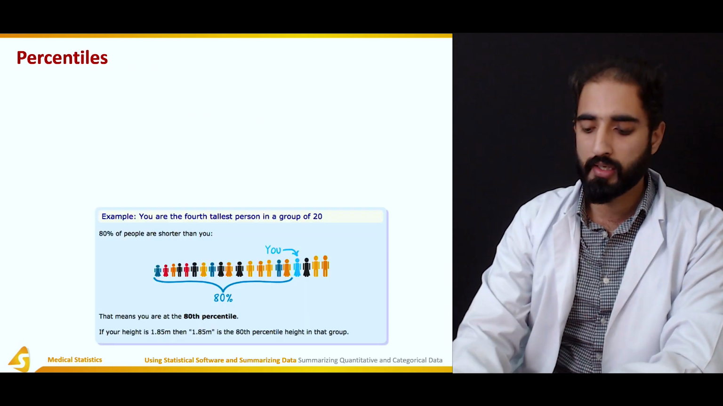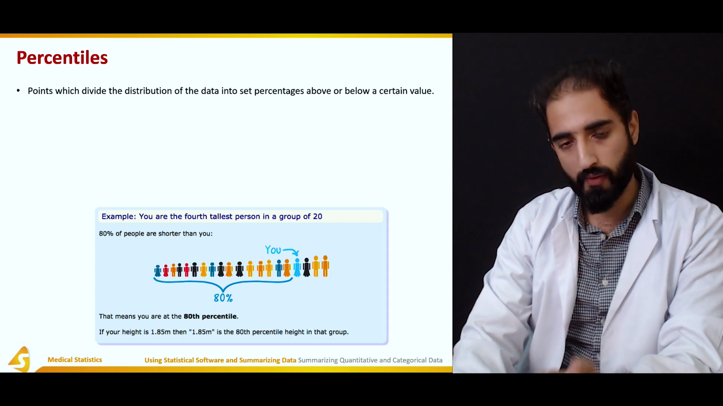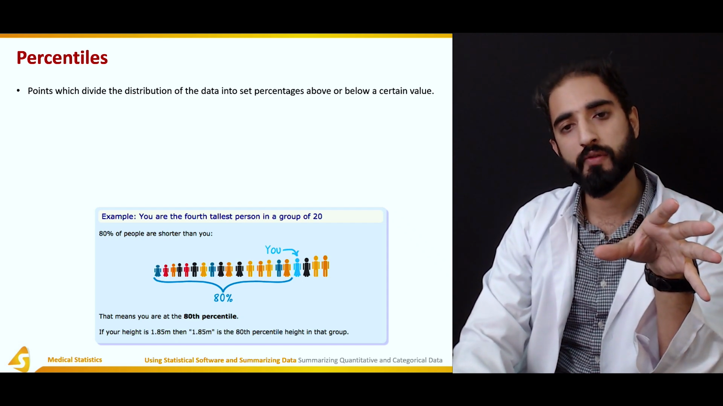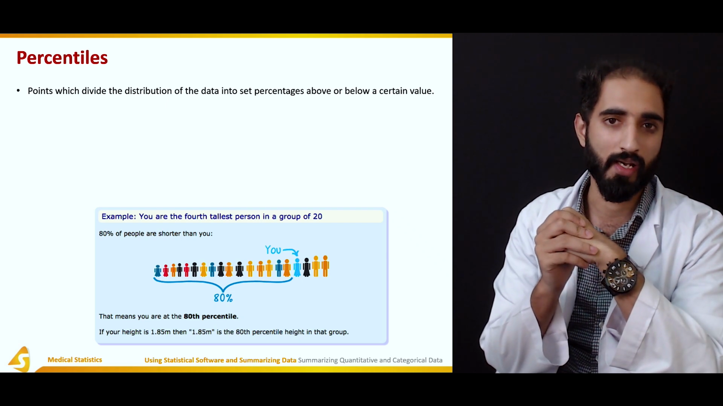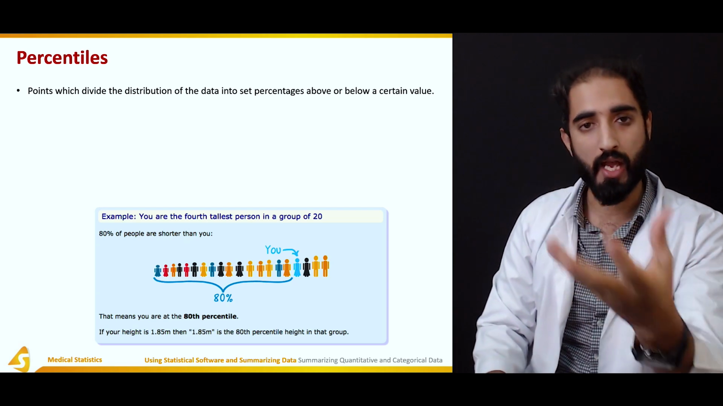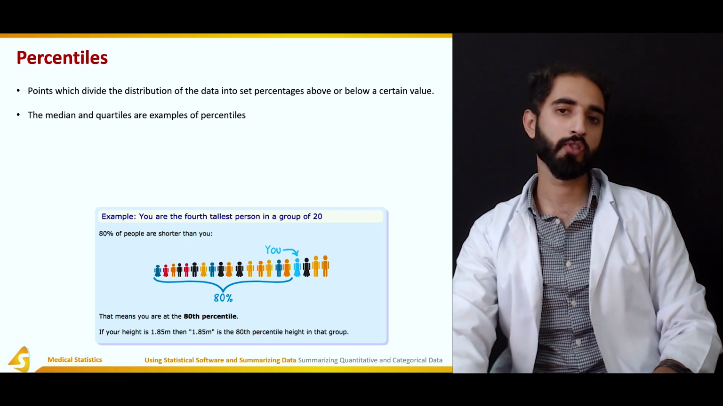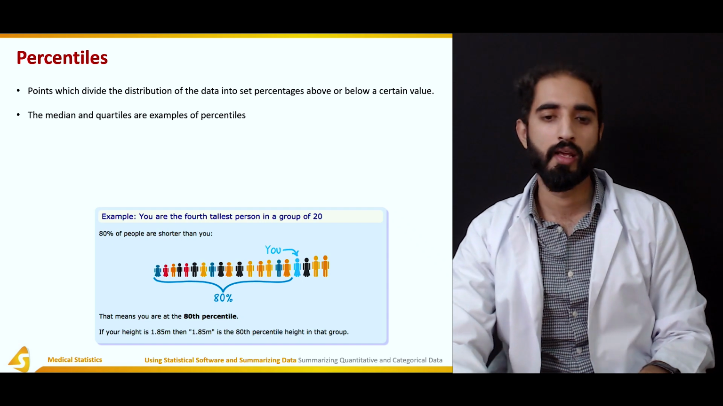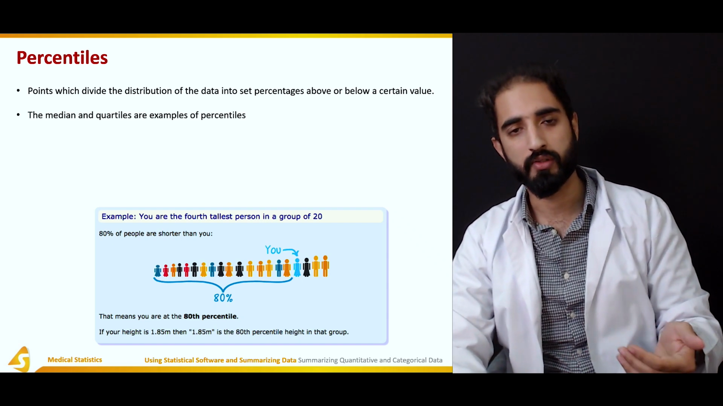Now percentiles. We have discussed percentiles. You may not know, but we actually have. How? Because points which divide the distribution of the data into set percentages above or below a certain value are known as percentiles. And the interquartiles and median are actually a type of percentiles that we have discussed. So median and quartiles are examples of percentiles. As we already said, median is the 50th percentile, and in quartiles we have the lower first quartile, which is 25%.